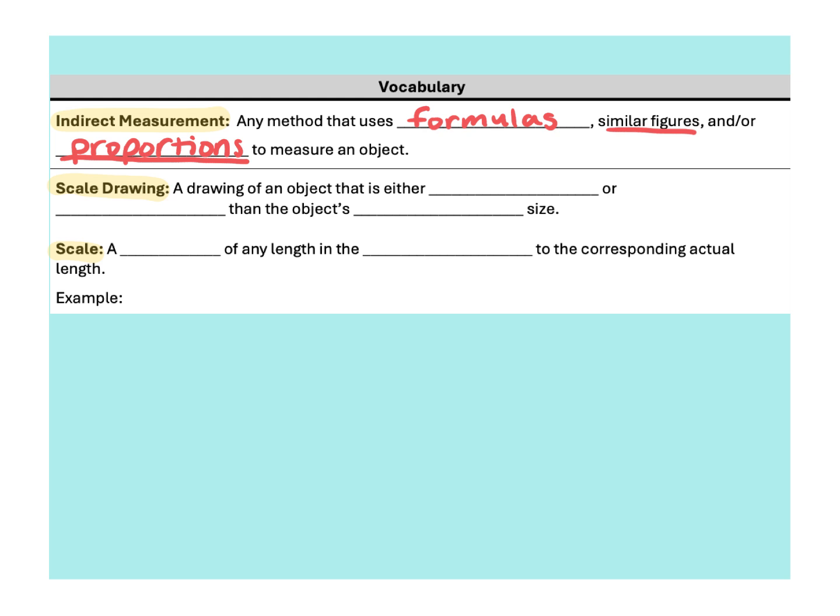Our second vocab word is a scale drawing. You've seen scale drawings probably before when you've looked at the directions for things. A scale drawing is a drawing of an object that is either smaller or larger than the object's actual size. A classic example of a scale drawing is a map. So when we look at a map, let's say a map of Cottage Grove, there's going to be a scale on that map, and the scale is a ratio of any length in the drawing to the actual length.